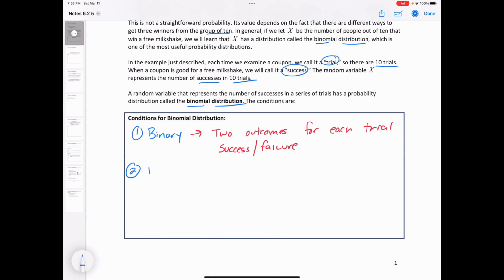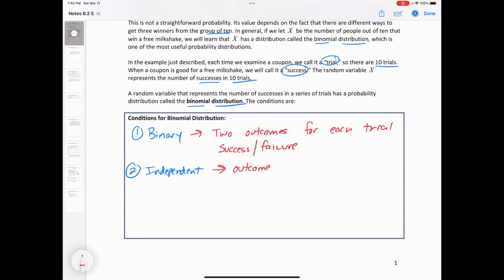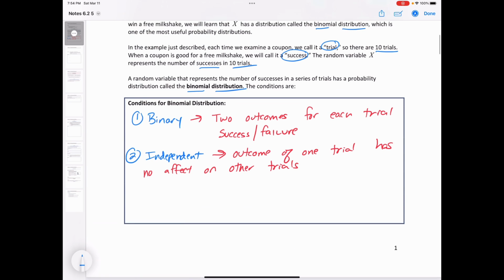The trials have to be independent. And here's what independent means. The outcome of one trial has no effect on the other trials. Like if the first 2 people won, the third person could still win. It doesn't affect their chances of winning.